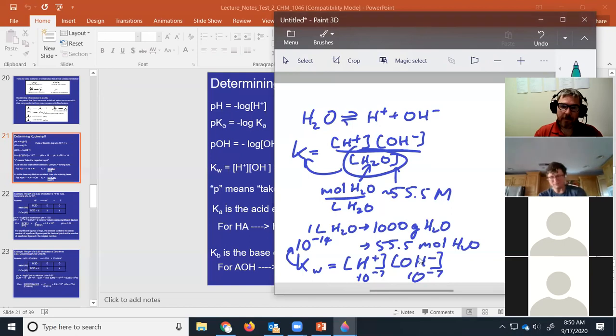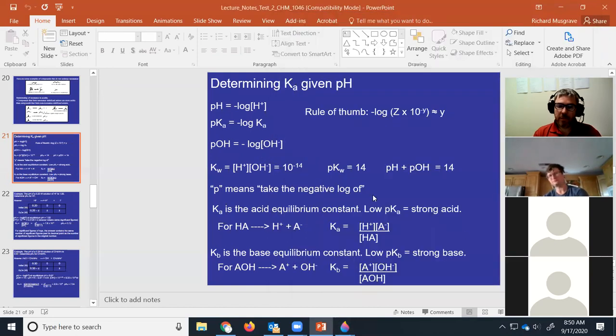Further, it means that if we take the logs of everything here, we get this relationship where pH plus pOH is equal to 14. So that's important as well. pH plus pOH equals 14. And 14, of course, is the basis of the pH scale. It's the top range, right?